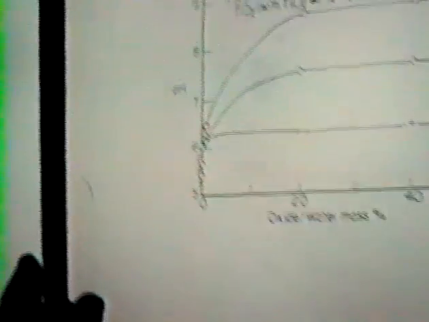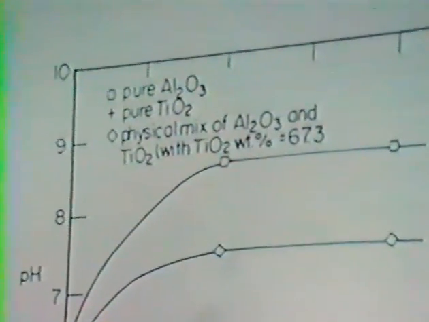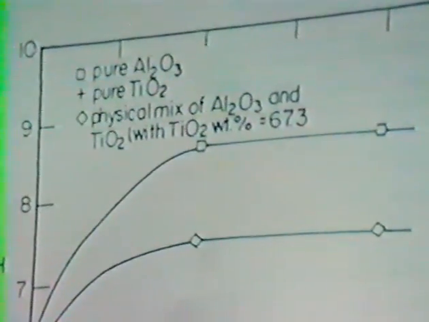So we now have available a simple way of measuring the PZC of the system. And let me look at three such systems: pure alumina, pure titania, and then just a physical mixture of alumina and titania. Now, there are several things to note about this slide.